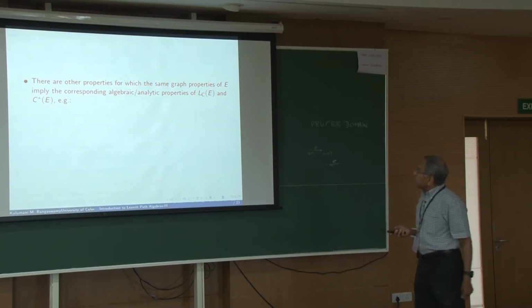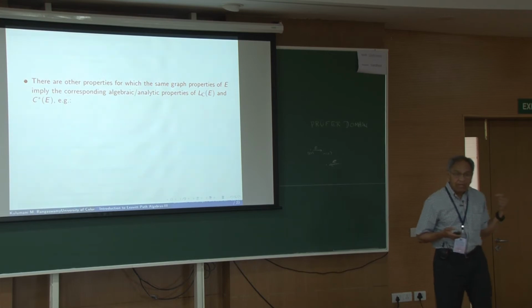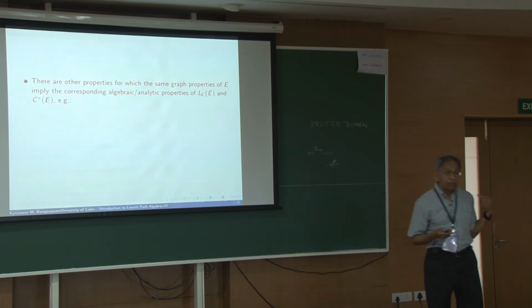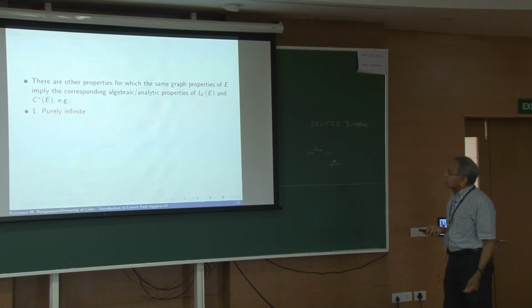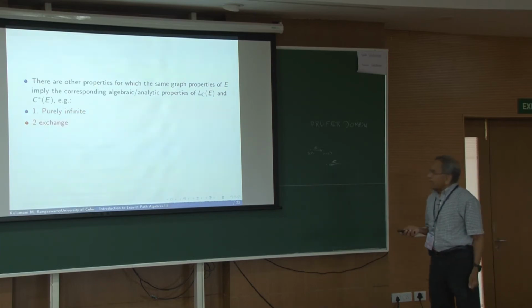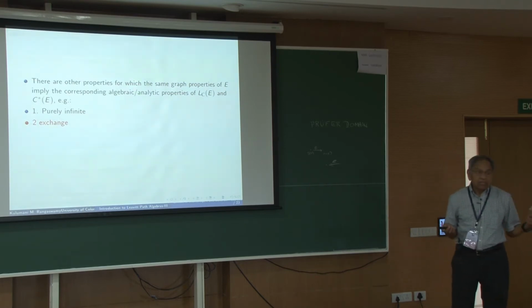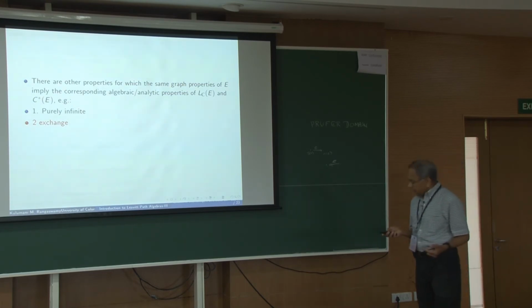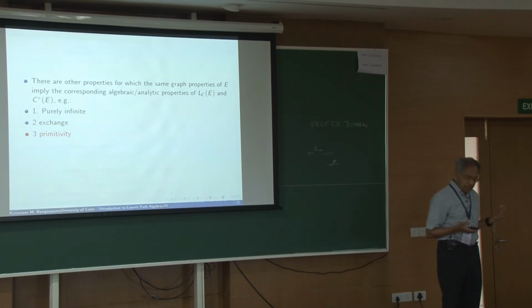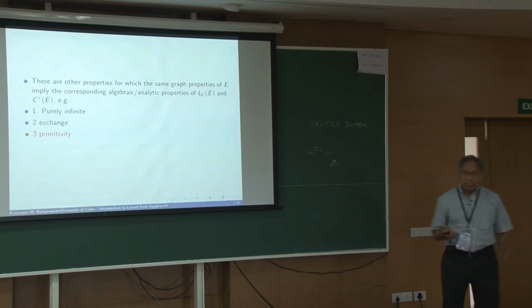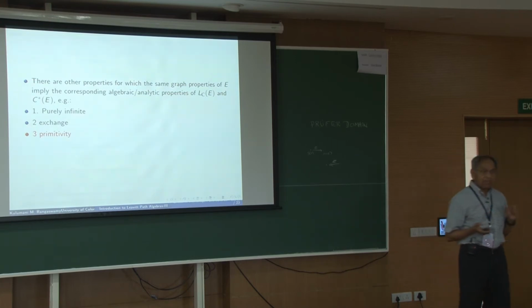There are other properties for which the same graph conditions imply similar algebraic as well as corresponding analytical conditions, some of which I went through yesterday. For instance, purely infinite simple, and the property of being exchange. Remember, it's defined by condition K. The same condition K defines the exchange property for graph C-star algebras. And likewise, primitivity, the downward directed condition, condition L, and the CSP: the same condition implies the similar property of the graph.